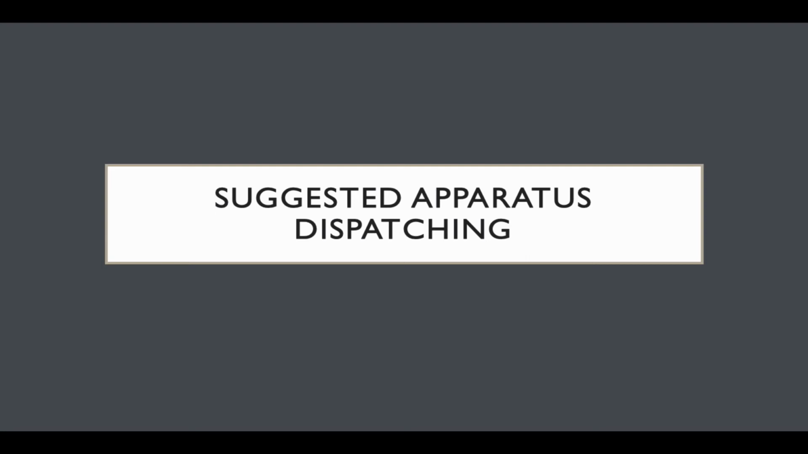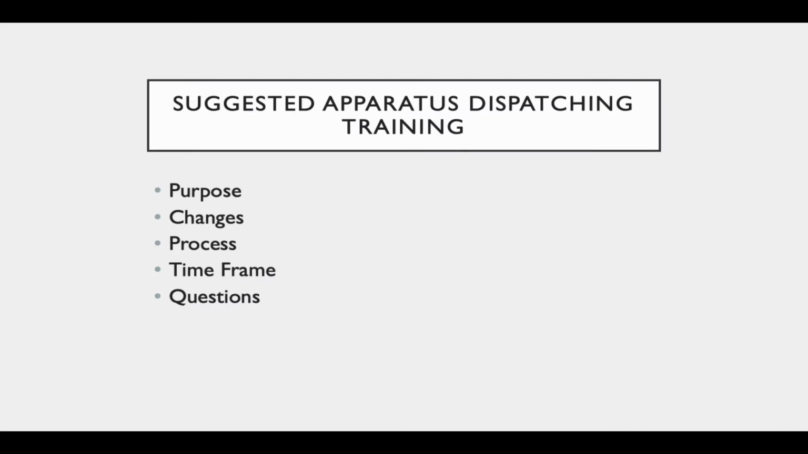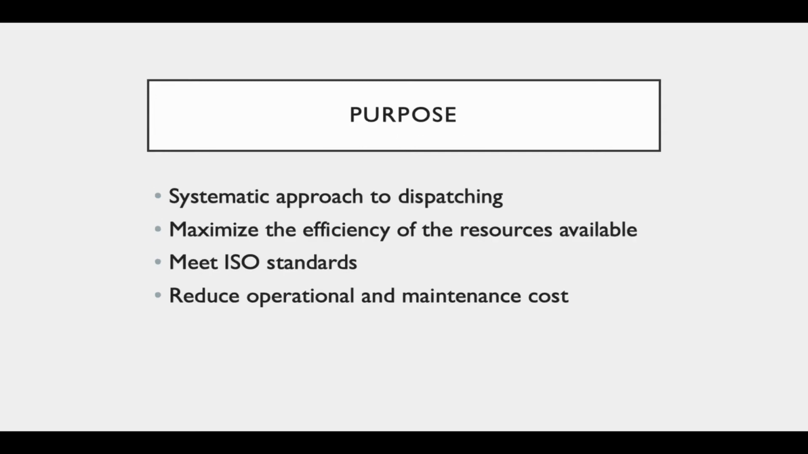Today's training topic, we're going to talk about suggested apparatus dispatching. In the suggested apparatus dispatching, or auto dispatching, we're going to talk about the purpose, the changes that will take place, the process, the time frame in which they will take place, and any questions that may arise from this change. The purpose for automatic dispatching is to have a systematic approach to dispatching, maximizing the efficiency of the resources available and to meet ISO standards, as well as reduce the operational and maintenance costs.